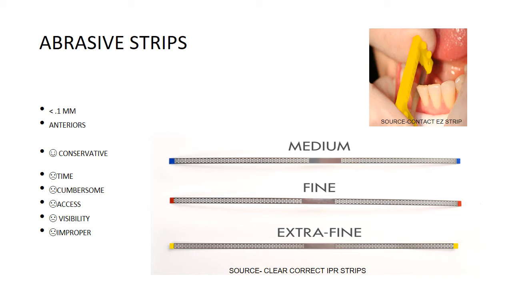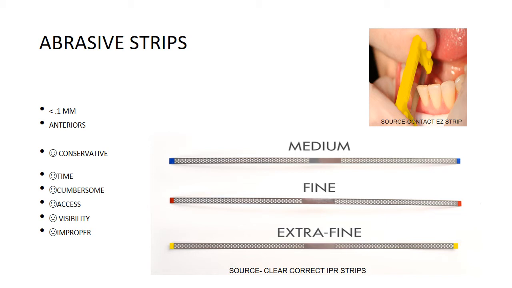So the strips are placed interdentally and a sawing-like motion is carried out. If it is a one-sided abrasive strip, then after some amount of sawing, the strip is turned inside out and the other side of the contact is also stripped. Now, this procedure is continuously done with a check with the help of the measuring gauge. The advantage of this procedure is that it's very conservative.